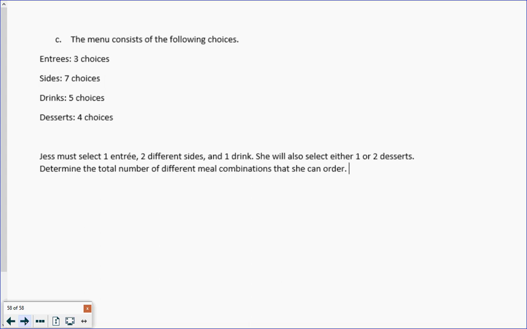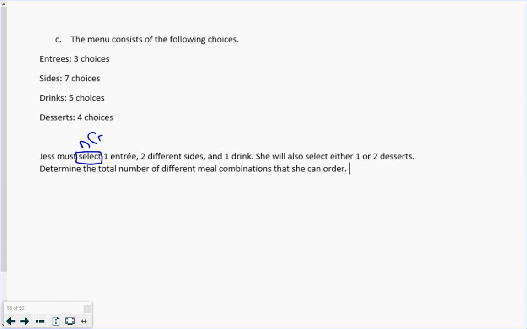Okay, so part C. So we're still talking about this restaurant. So the menu consists of the following choices. 3 choices for entrees, 7 sides, 5 drinks, and 4 dessert choices. Jess must select, we talked about this yesterday. When you see the word select, you're going to think nCr because it's a combination. Jess must select 1 entree, 2 sides, and 1 drink. She must select either 1 or 2 desserts. Okay. Determine the total number of different meal combinations that she can order.